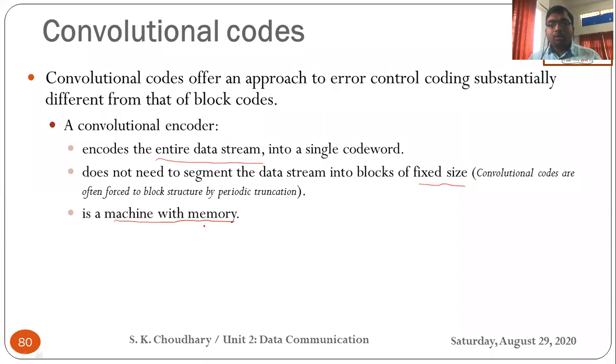Convolutional codes often use the block structure in some special condition, which is called periodic truncation. But in that case also, redundant bits of 0 are appended to the end of the input data sequence. We will also see how they use this periodic truncation.